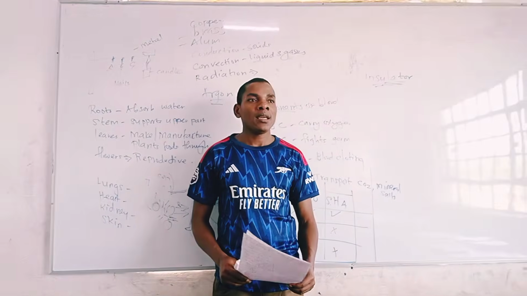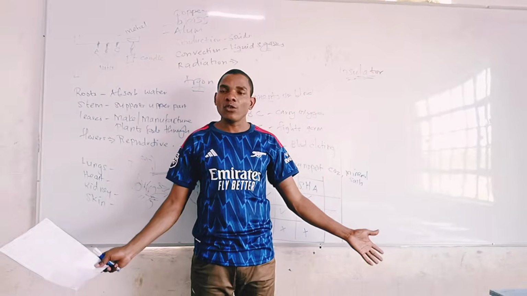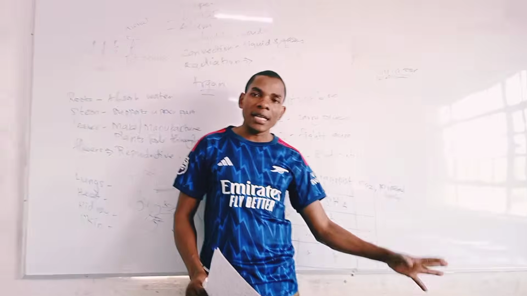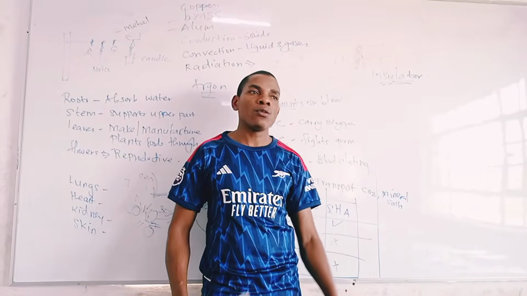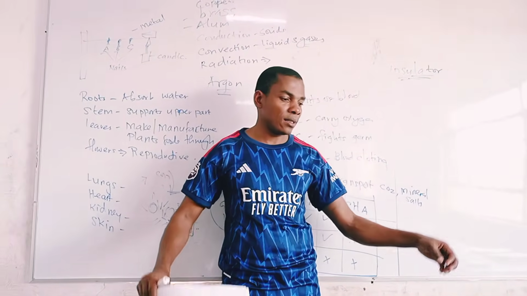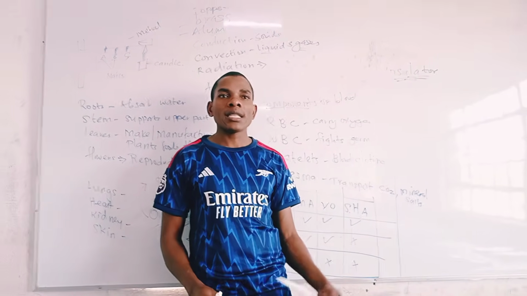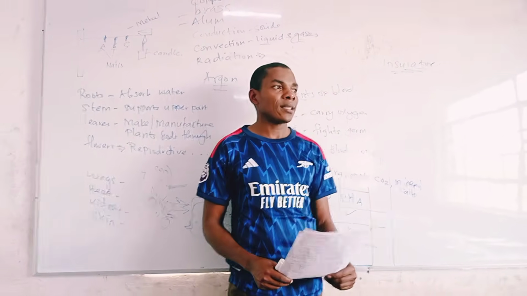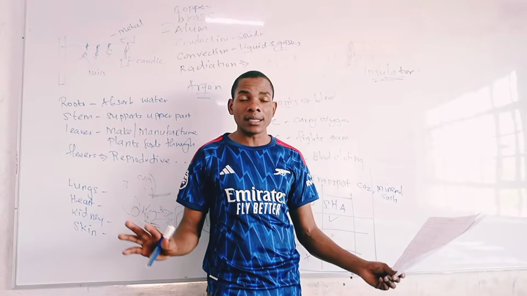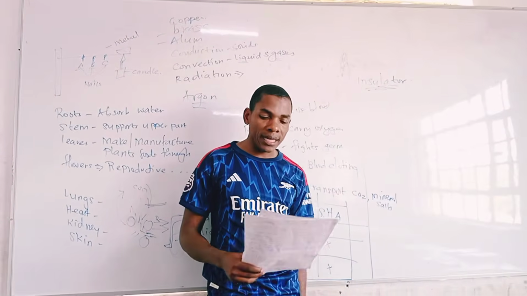Then we have living things surrounding human beings and the other animals. We have ants, we have mosquitoes, we have monkeys, among others. Those are living things surrounding human beings.